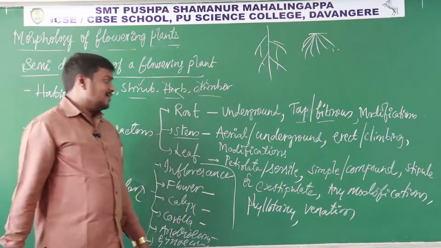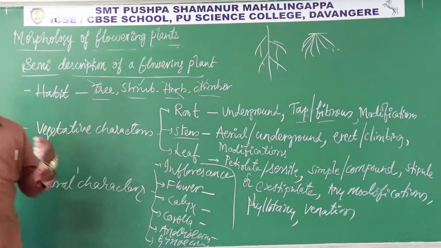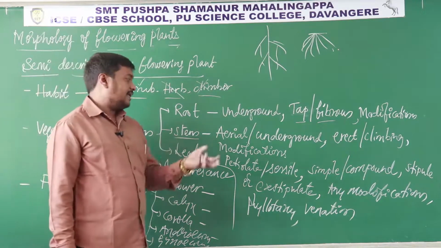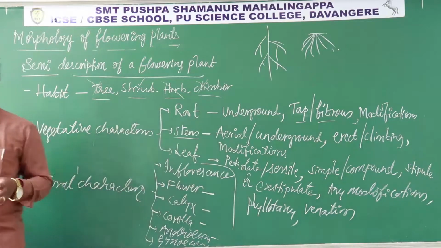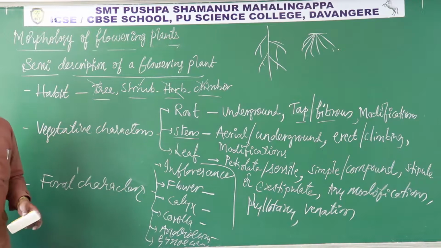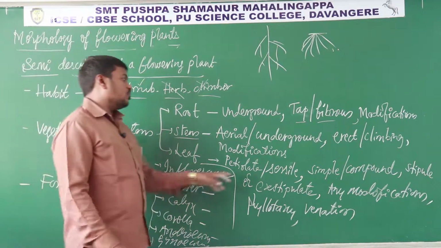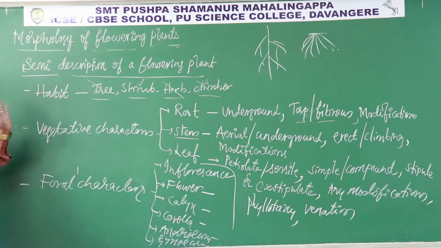With respect to the petiole also, some modifications were there in some plants, like in pulses, the pea plant. The petiole is slightly modified or swollen, called pulvinous leaf base. That should be written like that. Any special characters that were there, you need to mention there. So this is about the vegetative characters.